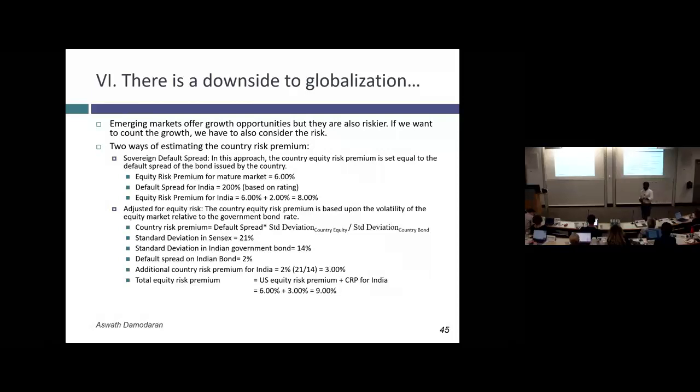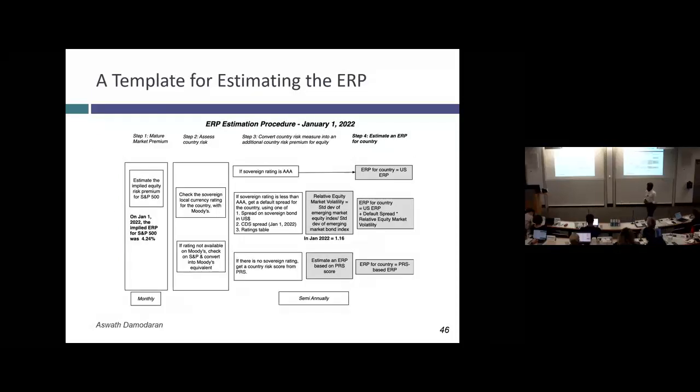So for every country, I start with the base, my mature market premium. I look up the default spread for that country, and I scale up the default spread for how much riskier I think equities are in that country relative to the government bond in that country. But to use this, I need a government bond that is traded, so I can get the standard deviation in it. I need an equity index that is traded, so I can get a standard deviation for it to get that ratio. So at the start of 2022, I'll describe how I got around these estimation issues.